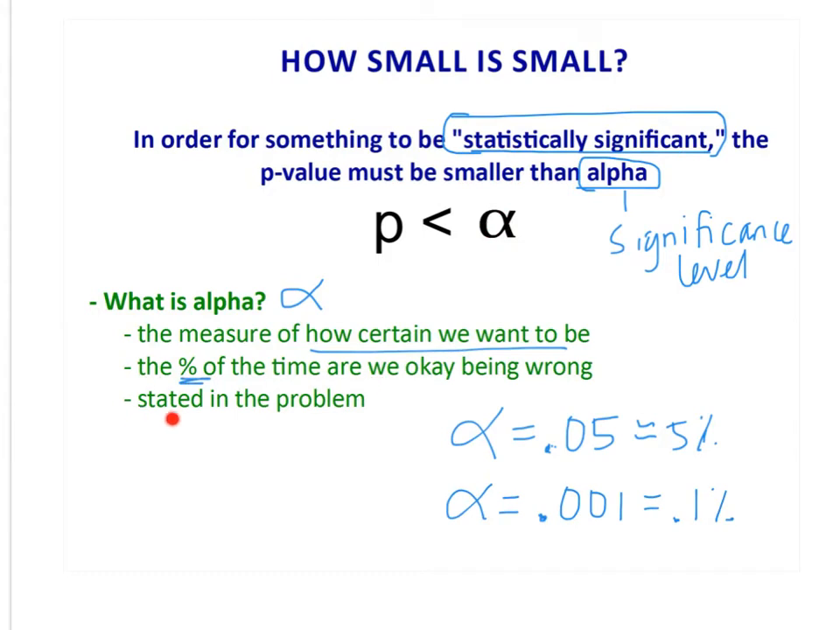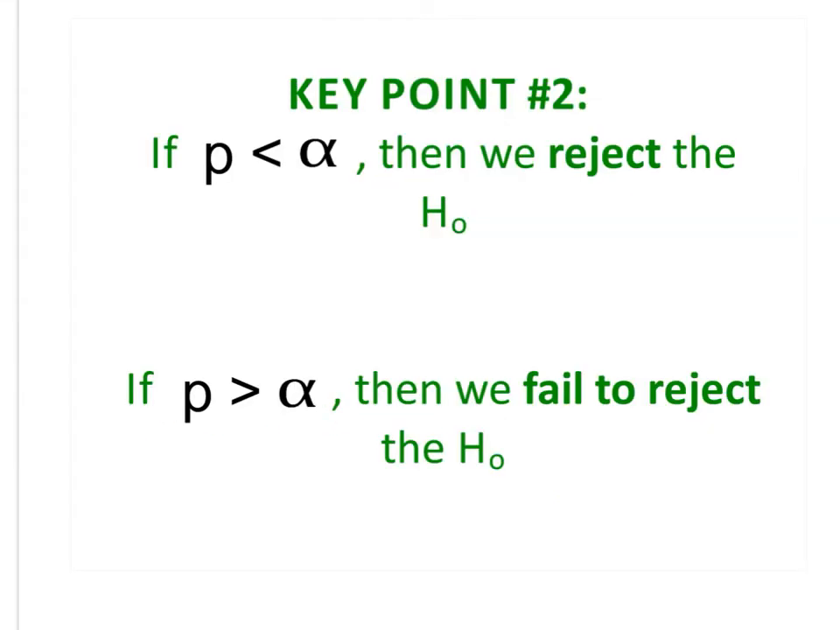Also, alpha is going to be given to you in every problem, so you're not going to have to create it. It's going to be stated in the problem. So key point number 2, if p is less than alpha, we reject the null hypothesis. If p is greater than alpha, we fail to reject the null hypothesis.